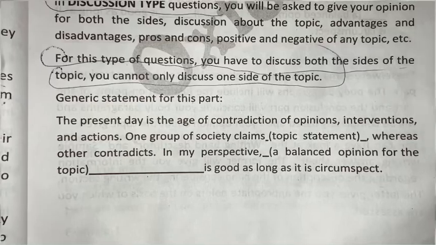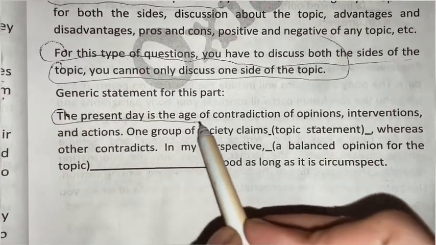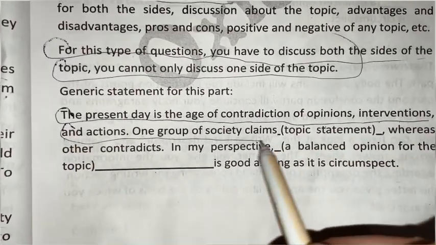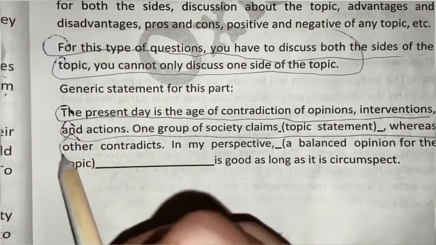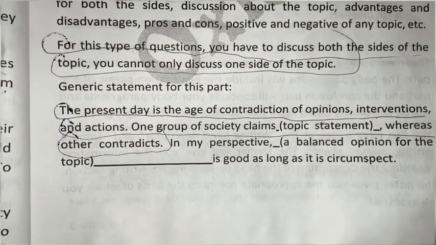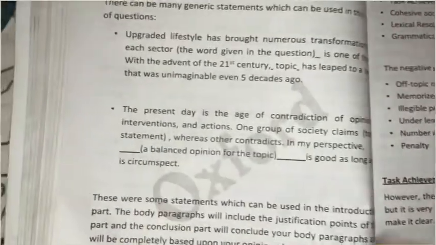A general statement for this part: the present day is the age of the contradiction of opinions, interventions, and actions. One group of society claims the topic statement, whereas others contradict. In my perspective, a balanced opinion for the topic is good as long as it is contingent.